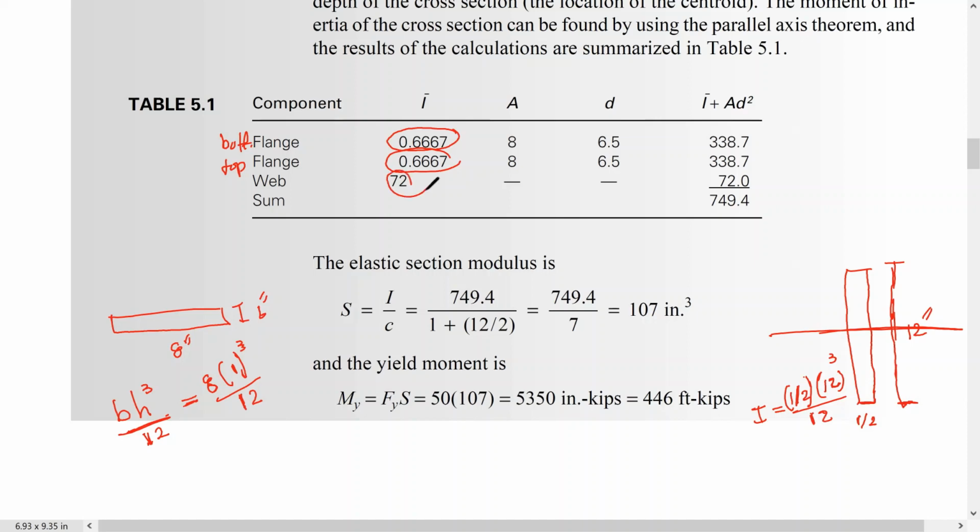Right now the parallel axis theorem is I equals I hat plus A times d squared. I is the one that we calculated here for a rectangle, b h cubed dividing by 12. Area is easy. For the two flanges, area is 1 times 8, here 8 inch squared. And for the web, we don't need to do that. Why? Because here are the two flanges.